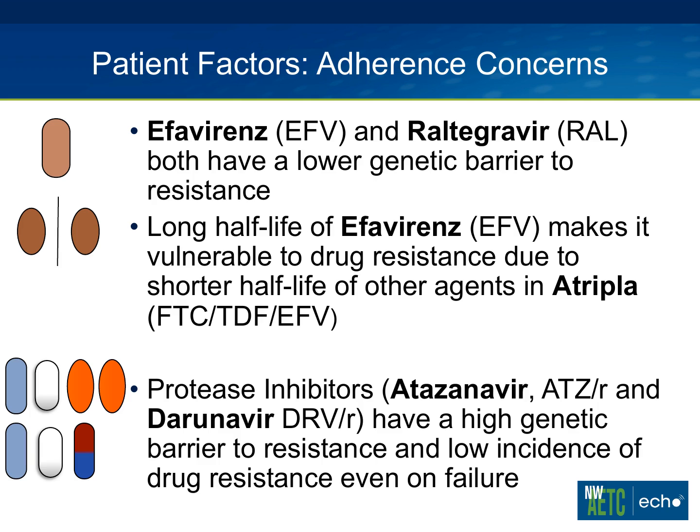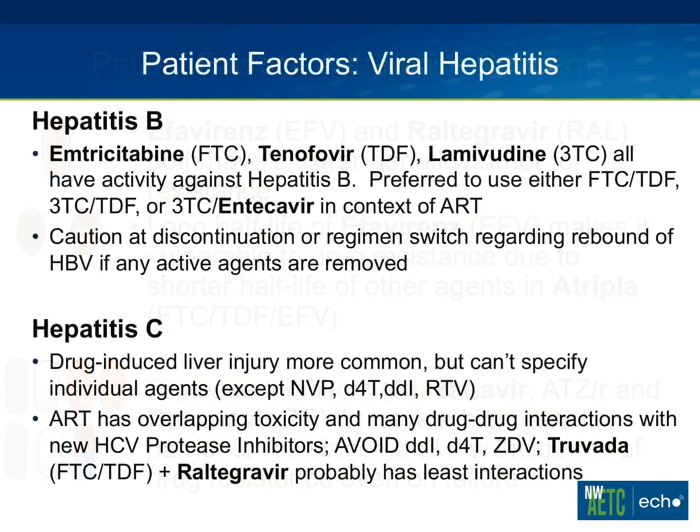So for example, if somebody takes their 5 days of Atripla during the week and then stops and goes out and parties on the weekend, they're probably going to have more Efavirenz monotherapy exposure as the other 2 drugs are tailing off, and that would be a perfect situation to develop Efavirenz resistance. On the other hand, protease inhibitors, such as Atazanavir and Darunavir, have a higher genetic barrier to resistance and a low incidence of drug resistance on failure. So for me personally in my practice, if I have somebody where I'm a little bit worried about adherence, I do tend to try to go with a protease inhibitor regimen.